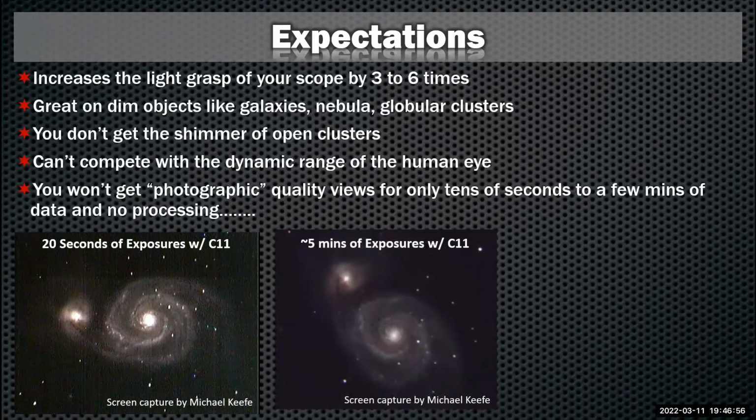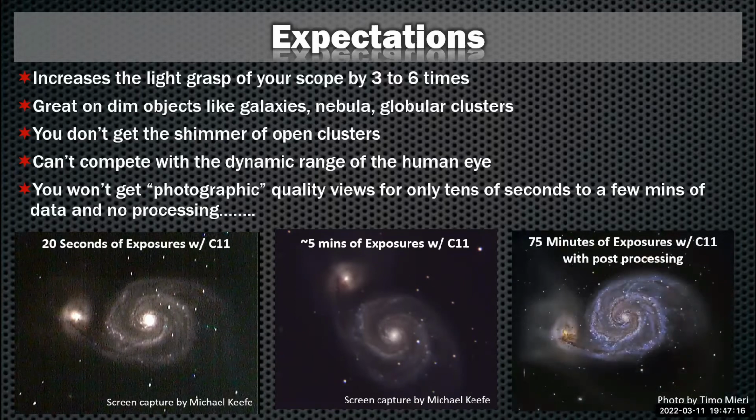Now with my newer camera, this is about 5 minutes of exposure. I can really see a whole lot more. I can see more color. I can see much more detail within the dust lanes of the spiral galaxy. Just in general, it's a much nicer view. But then compare that to 75 minutes of exposure, again, these are all C11s, but in this case, we're capturing 75 minutes of data and post-processing. So again, it's not going to be the same.